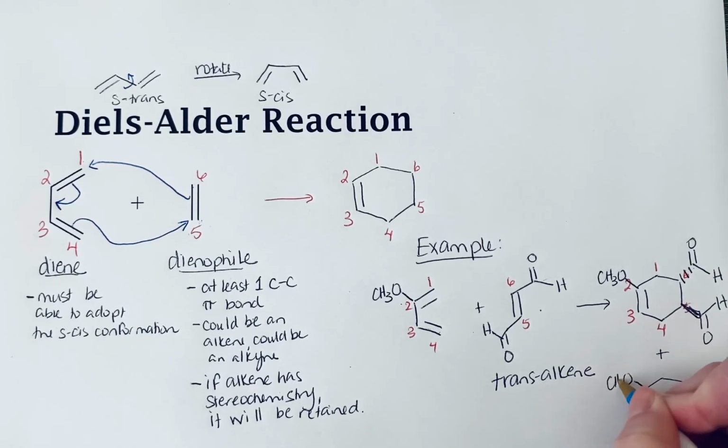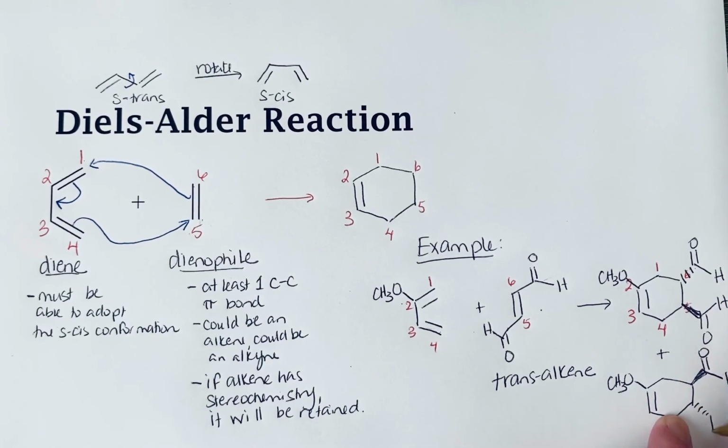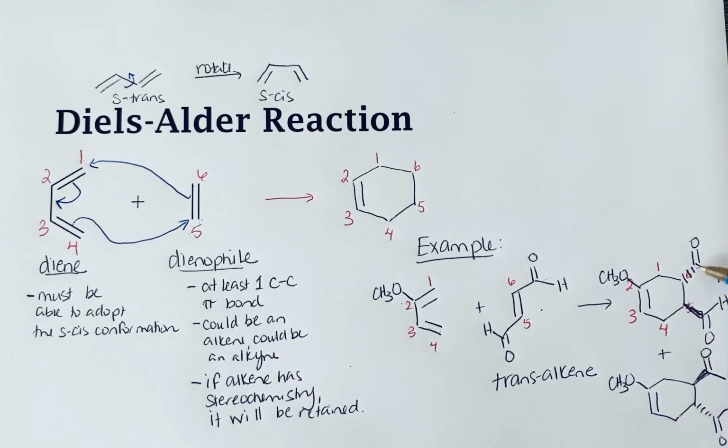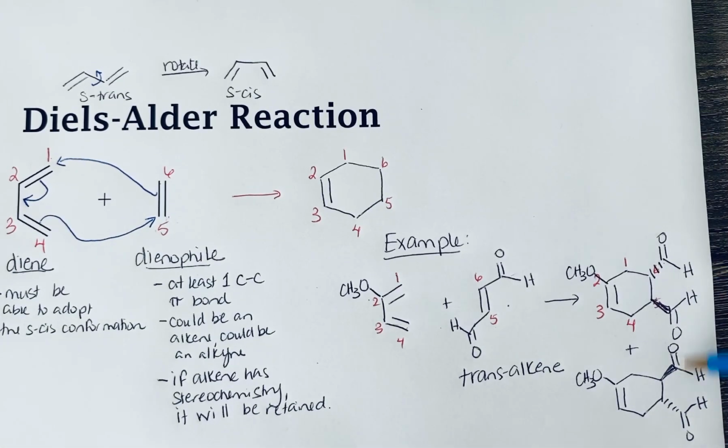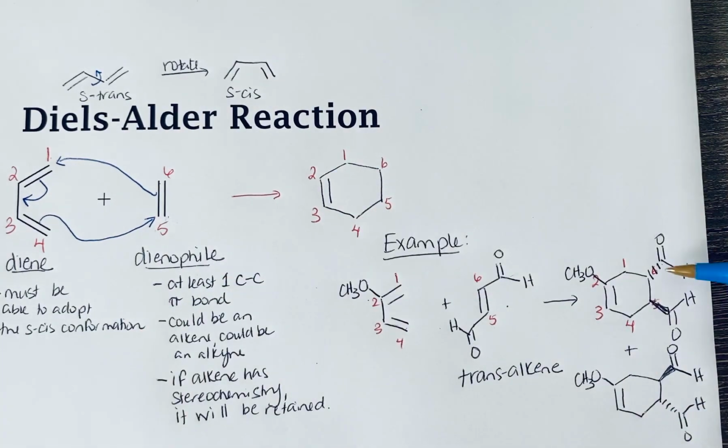So if we wanted to be really complete, we would also draw the product where the top bond is sticking out of the plane of the page and the other one is going back into the plane of the page. And you might recognize that these are enantiomers of each other. And so don't worry about that. What I'm going to be looking for you to do is just to show me one of these, either one, and let me know that you recognize that that stereochemistry has been retained.